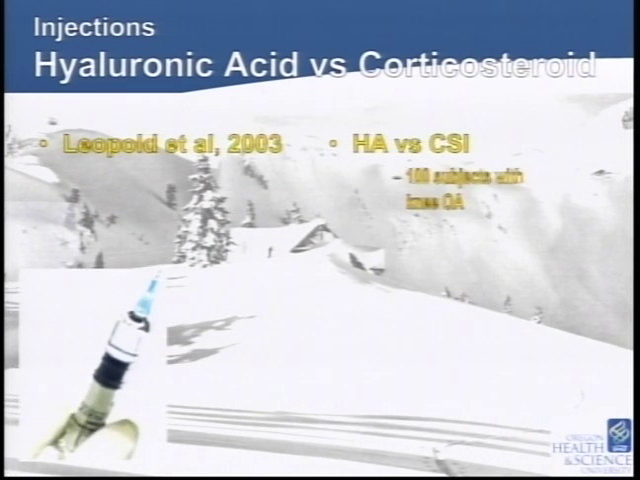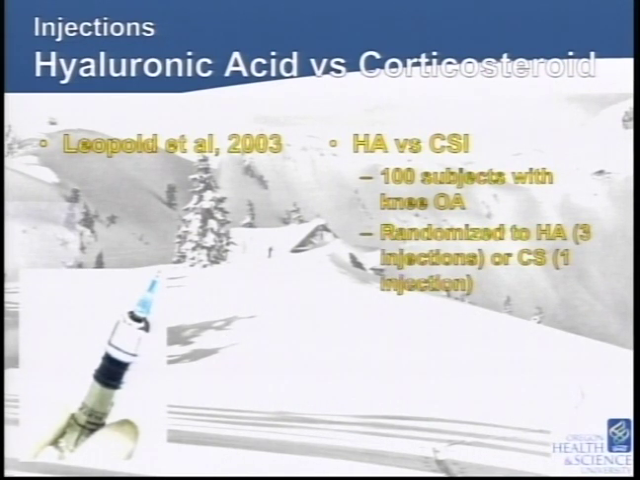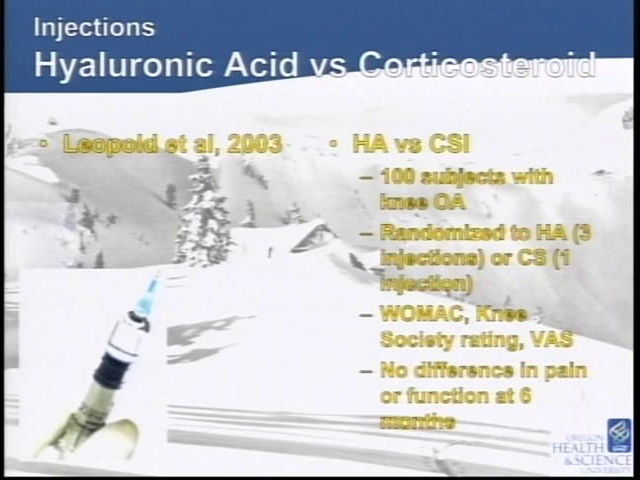So when they look at hyaluronic acid versus corticosteroid injections, and they took 100 subjects with knee osteoarthritis and randomized them to either 3 injections of the hyaluronic acid or one injection of corticosteroid, they found that when they looked at the WOMAC score, the Knee Society rating, and the visual analog pain scales, no difference in pain or function at 6 months.